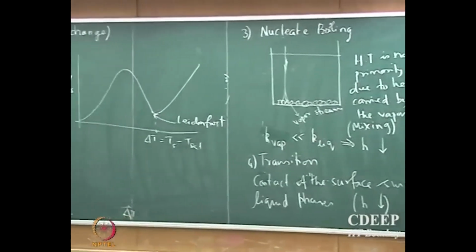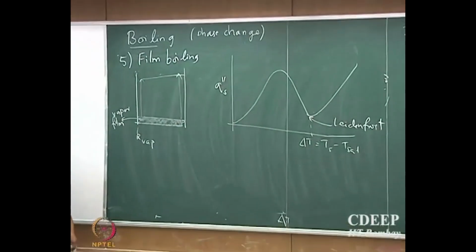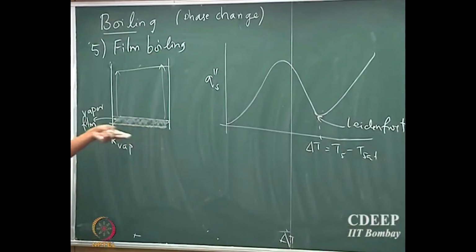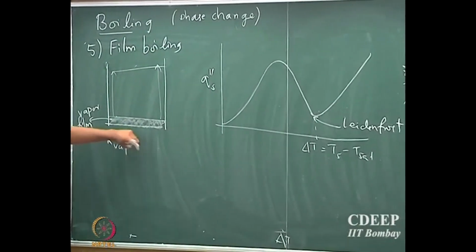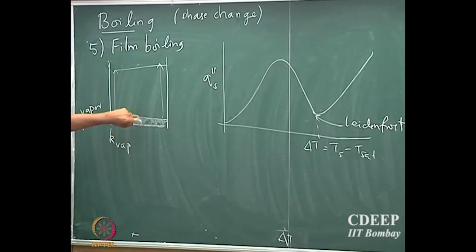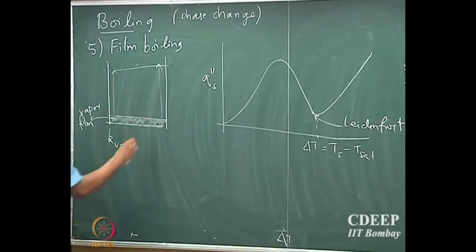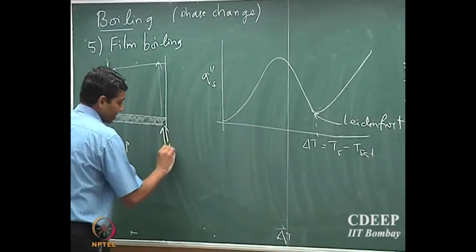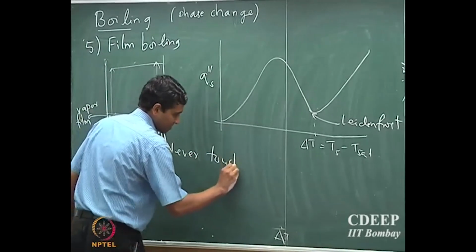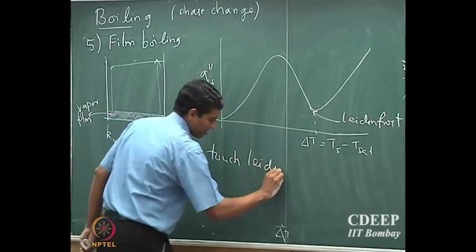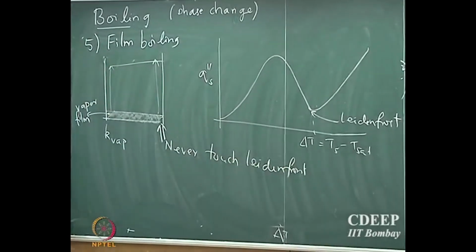So usually you never want to reach this stage. Most of the times when you heat water, you never want to reach this stage of having a film at the bottom, because the film temperature difference can be significantly higher. It's not the most favorable condition. So you never want to reach this stage. So you never touch the Leidenfrost point.